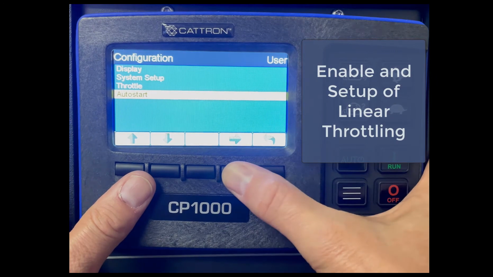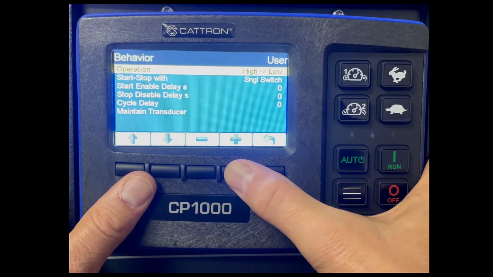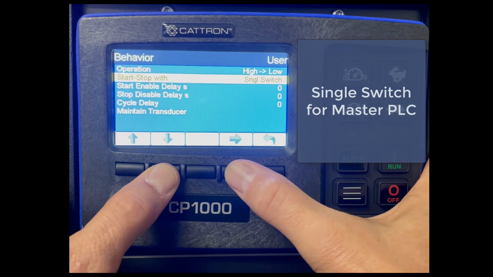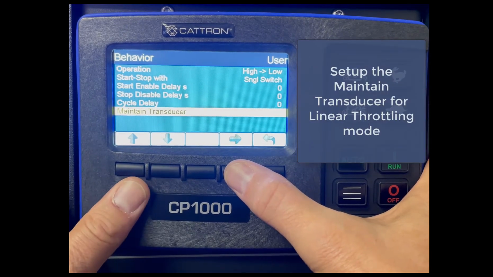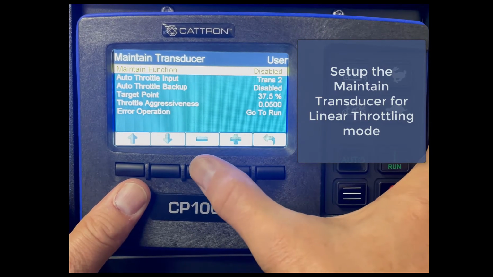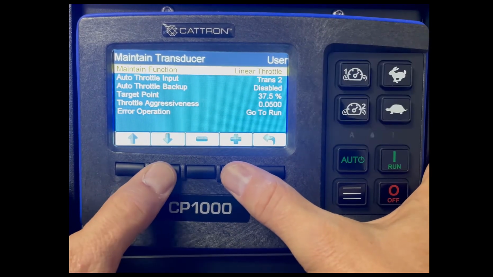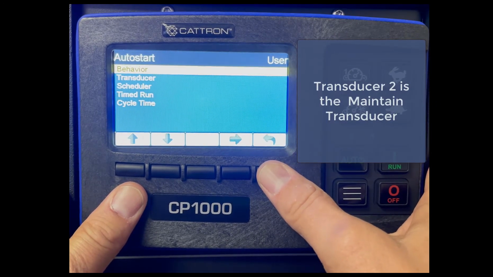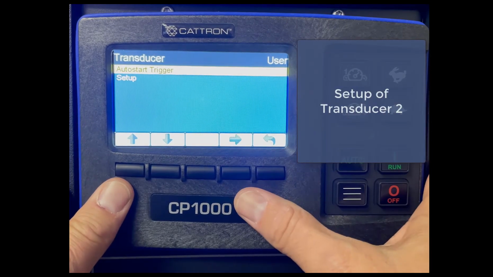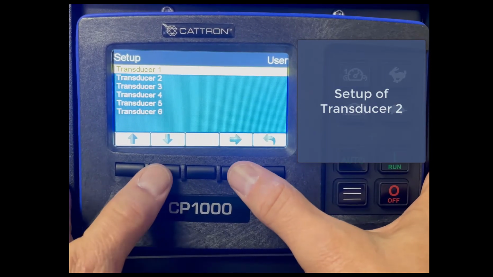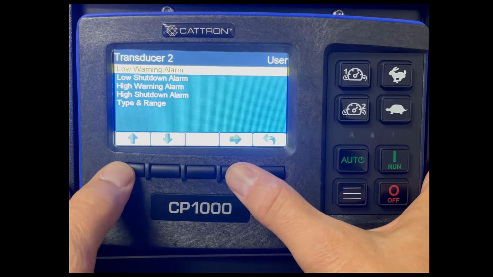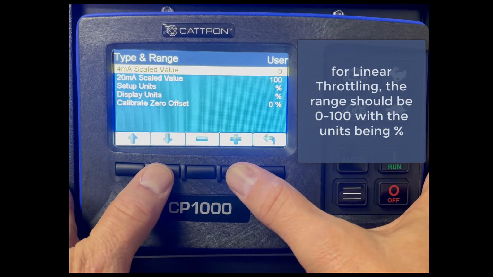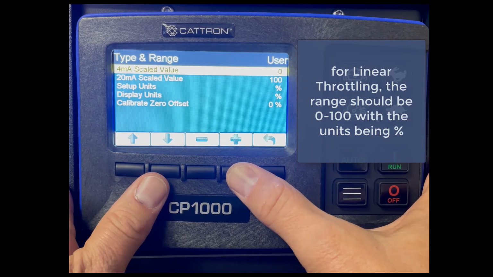Enable and setup of linear throttling. This setup is for a single switch auto start for a master PLC. Set up the maintain transducer for linear throttling mode. Transducer 2 is the maintain transducer, so we will set that one up. For linear throttling, the range should be 0 to 100 with the units being percent.